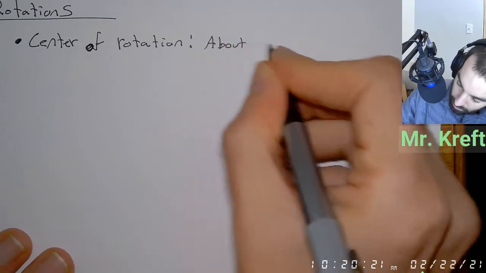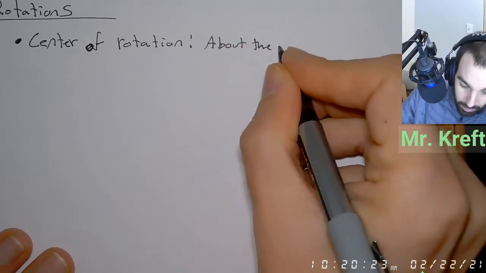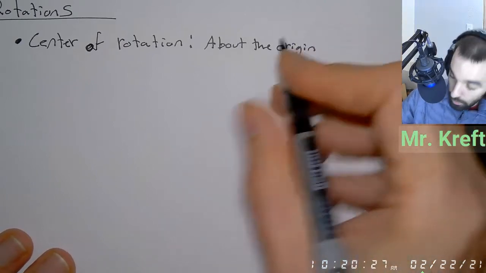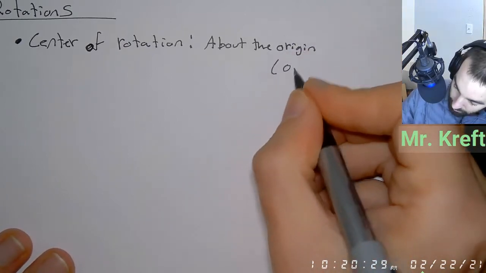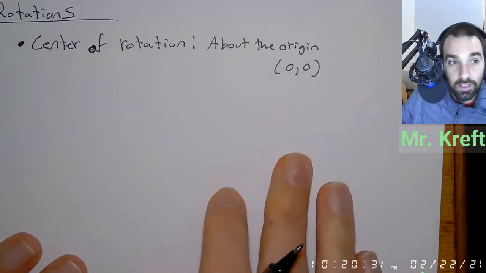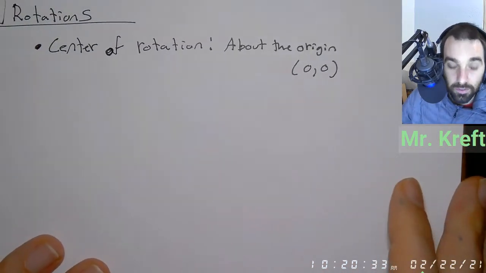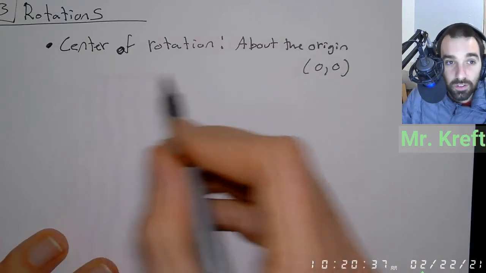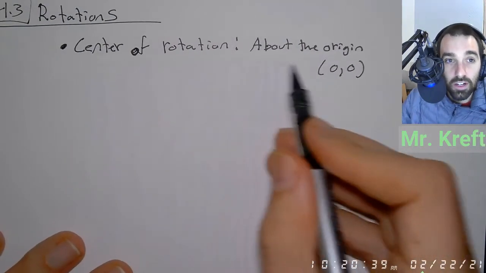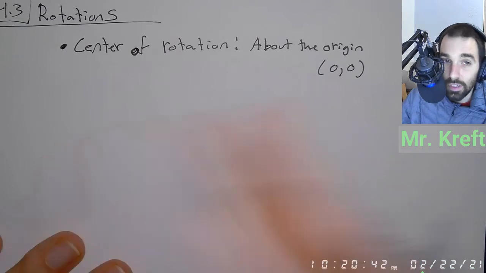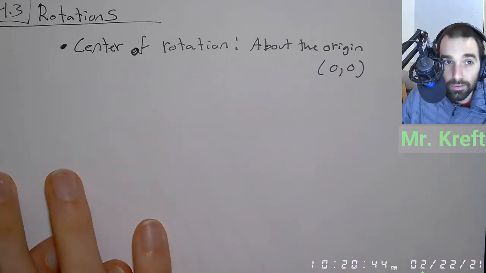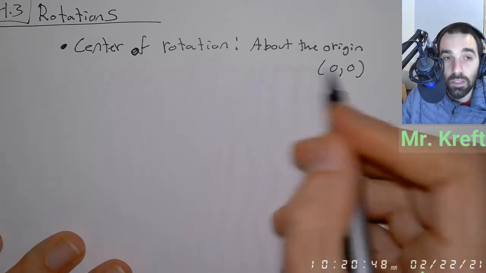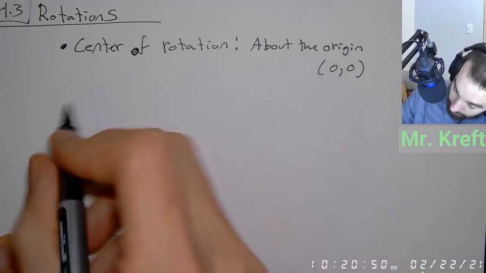Your book is going to use the word origin, and hopefully you guys remember origin just means the point 0, 0. Okay, so that's the center of your coordinate system. So for our purposes for this class, all of our rotations are going to be about the origin. It's going to make things really simple and straightforward for us. So going forward, let's remember that. All of our rotations are going to be about the origin.